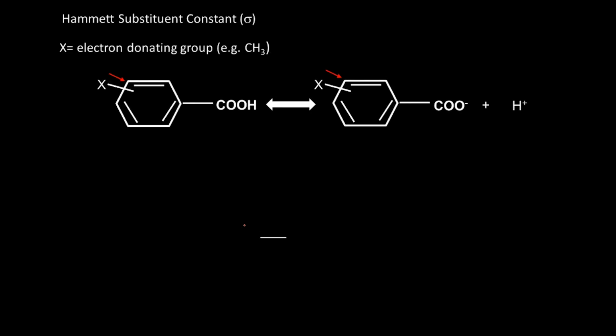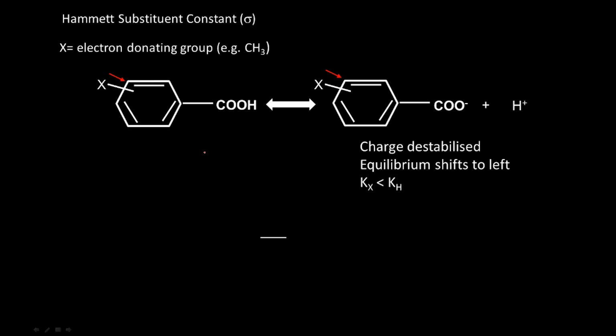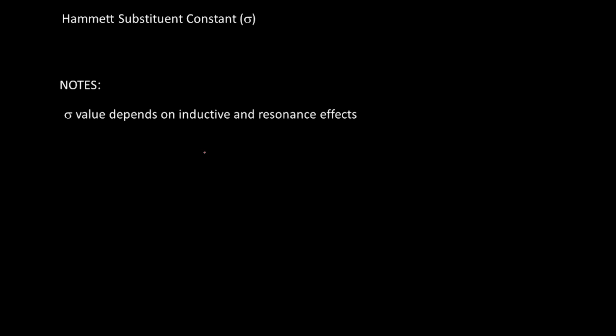Electron donating group, CH3 for example. It's donating, so what happens? The charge is destabilized, and the equilibrium shifts to the left. So Kx is less than Kh. So sigma x will be a negative value. It's called the Hammett substituent constant. Sigma value depends on inductive and resonance effects.